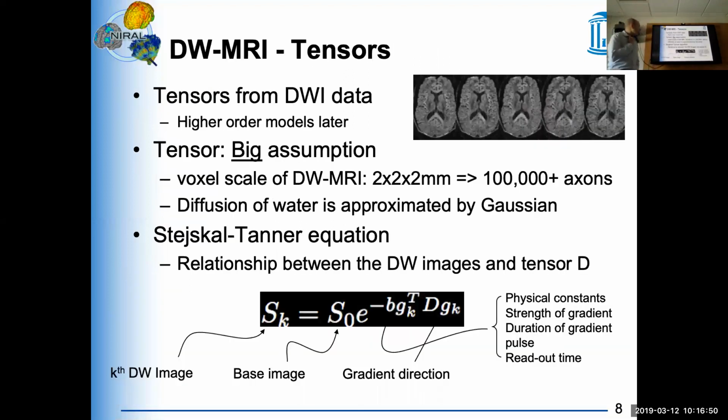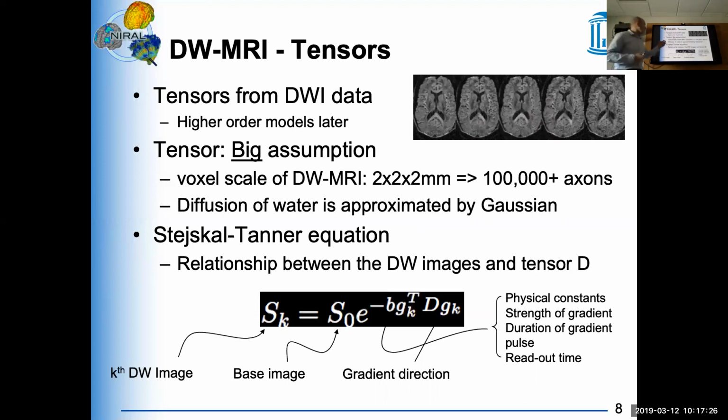So now we have all sets of different gradients that we apply, and we're getting multiple diffusion-weighted images, not just one. What we do from these multiple images is we reconstruct a tensor. A tensor is a simplification of what's happening currently in a voxel. So we have this voxel where we're measuring our diffusion, and now we're approximating it by basically a Gaussian distribution, a simple Gaussian distribution that's also the same as an ellipsoid.